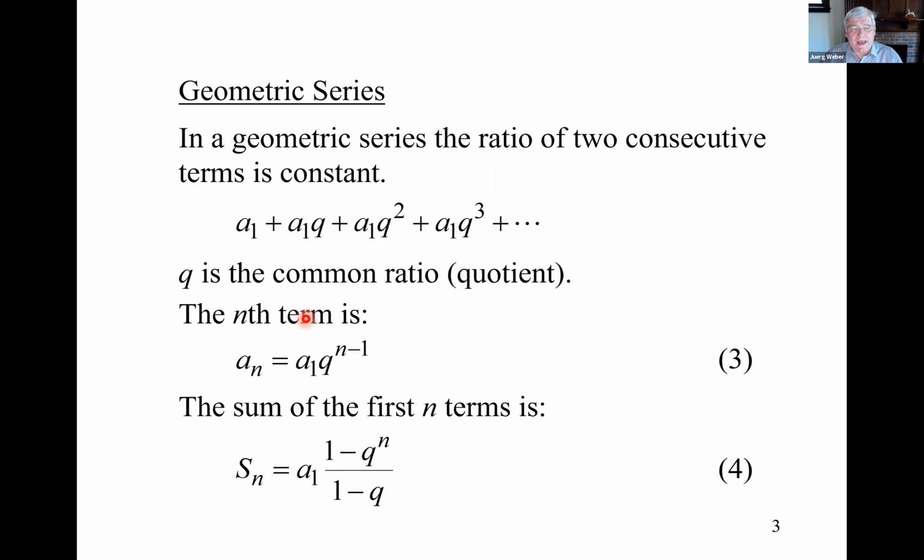Now here, the nth term is given by equation 3. Again, up here in the power, you have n minus 1 and not n. So for the fourth term, the power is 3. Now the sum of the first n terms is given by equation 4. And we will show in the tutorial how this formula can be derived.